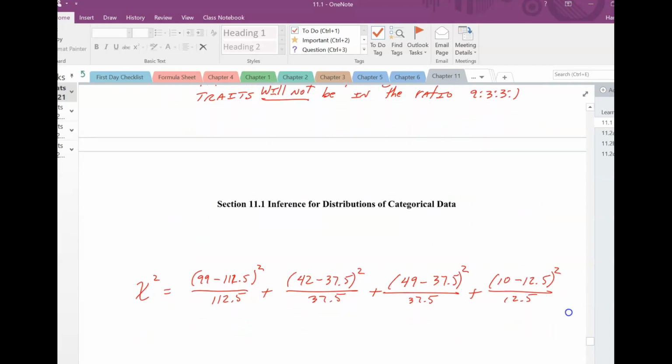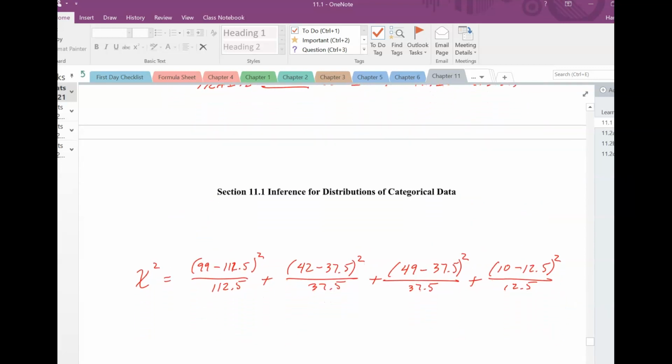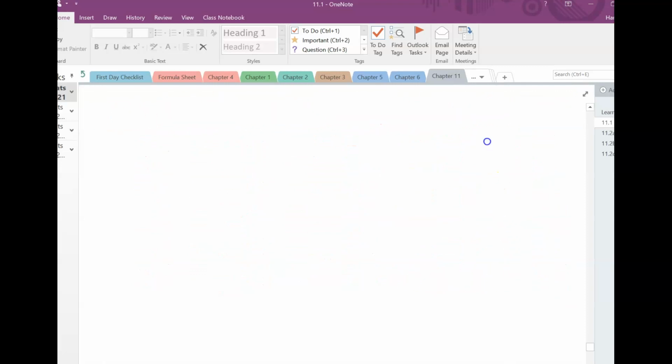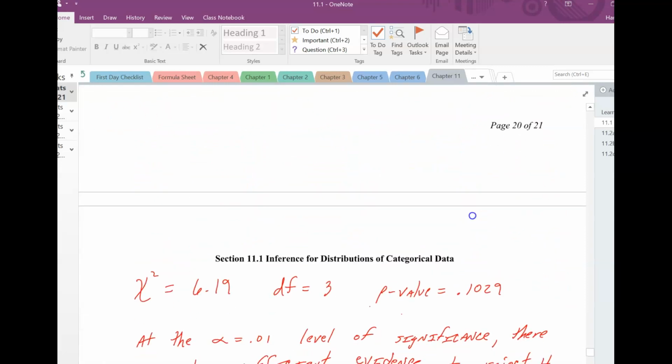All right, then conducting the calculations. This is following the formula observed minus expected squared divided by the expected, and then summing them all up. So you get a chi-squared test statistic of 6.19. There's a lot of space on that page. There were 4 different categories, so our degrees of freedom is 3. And you can go to your calculator and do a chi-square CDF to get the p-value of 0.1029.